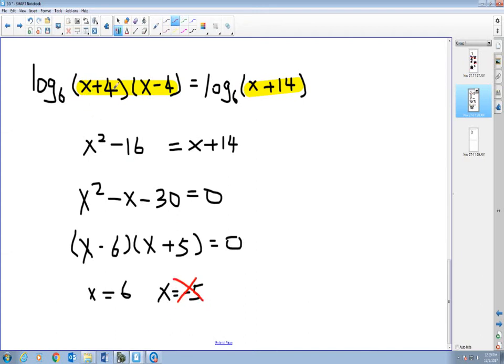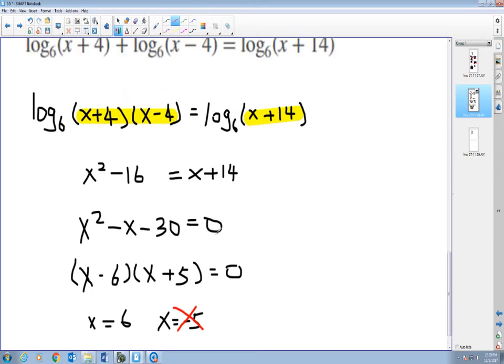Alright, 6 plus 4 is positive, 6 minus 4 is positive, 6 plus 14 is positive. So 6 will be my answer. Alright, that's how we solve some of these logarithm equations using the properties that we learned previously.